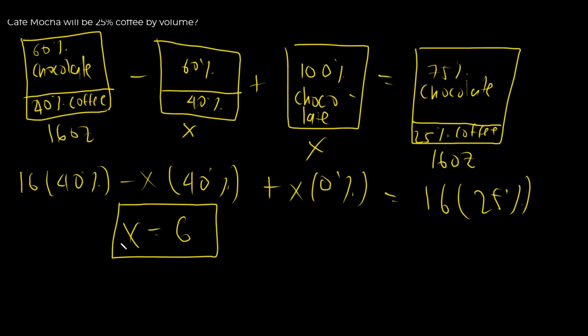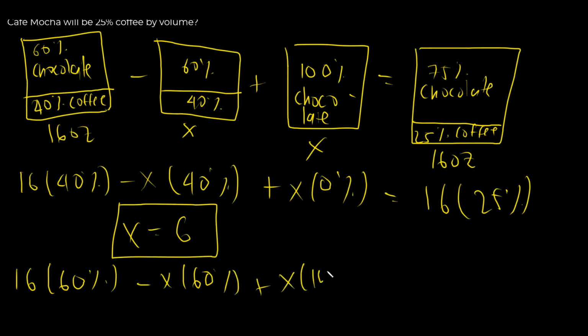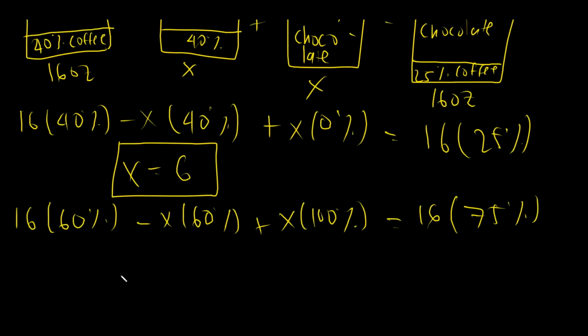Or let's say, ang inyong pag-solve is 16 times 60% chocolate minus x times 60% chocolate plus x times 100% chocolate is equal to 16 times 75% chocolate. Same lang gihapon inyong makuha na answer, that is equal to 6.